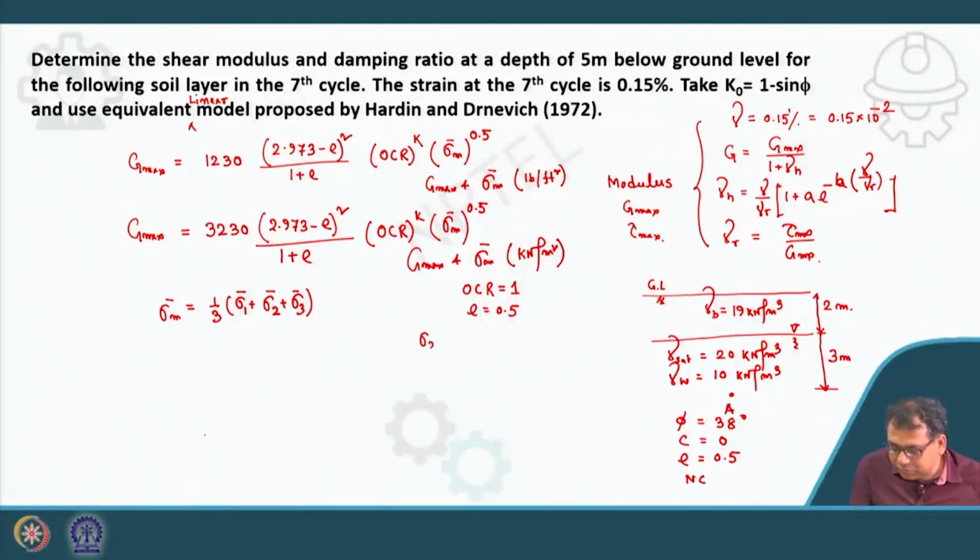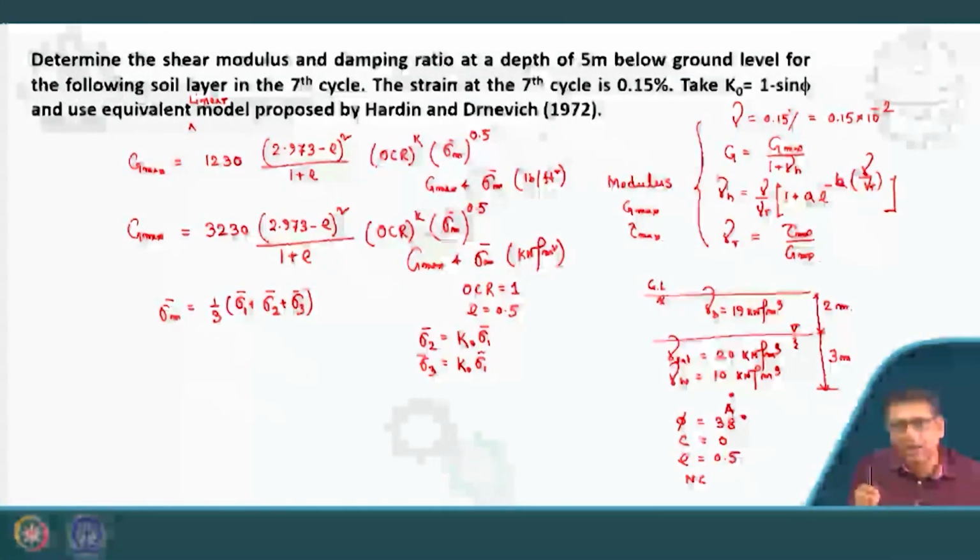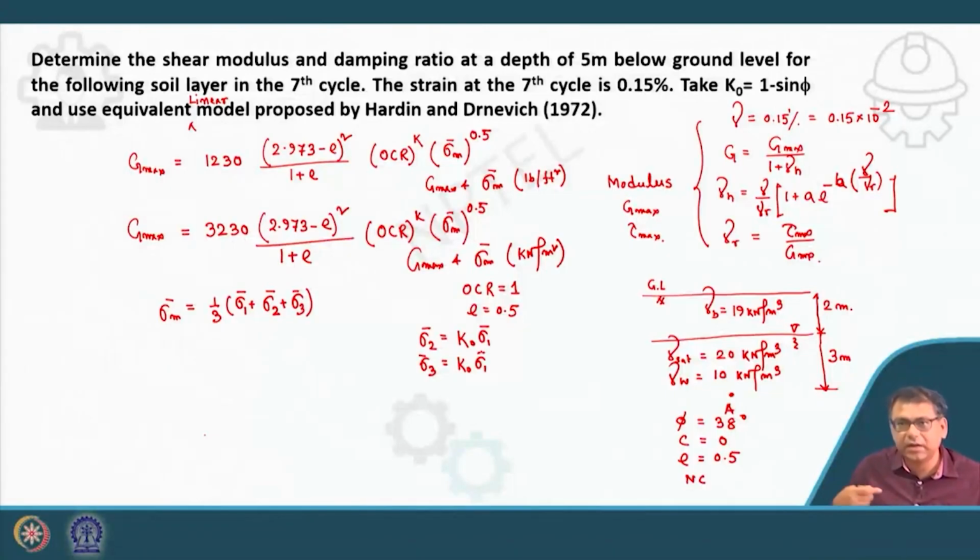Now sigma 2 bar is basically K0 times sigma 1 bar. Similarly, sigma 3 bar is K0 times sigma 1 bar. Sigma 1 bar is the vertical effective overburden pressure, and sigma 2 bar and sigma 3 bar are the two lateral effective pressures, which are K0 times the vertical effective overburden pressure. K0 is the earth pressure coefficient at rest.